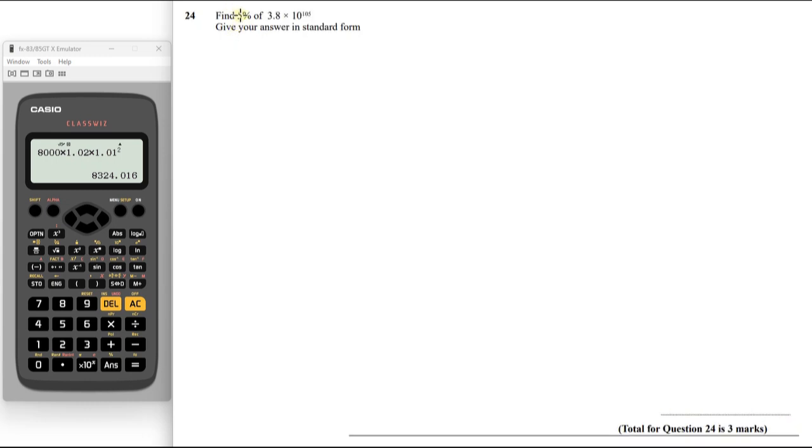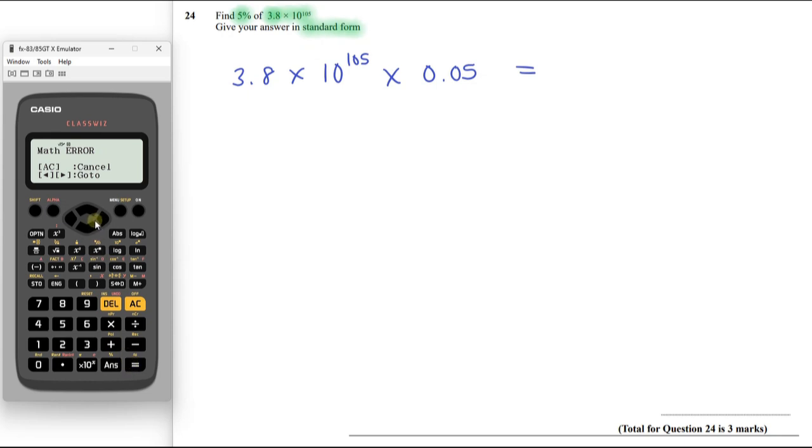Question 24. Find 5% of this number. Give your answer in standard form. To find 5%, we can just multiply it by 0.05. So we can do 3.8 multiplied by 10 to the power 105, multiplied by 0.05. Let's put all of that into a calculator. 3.8 times 10 to the power of 105 times 0.05, press equals. Oh, we get a math error. This number is too big to put into a calculator.